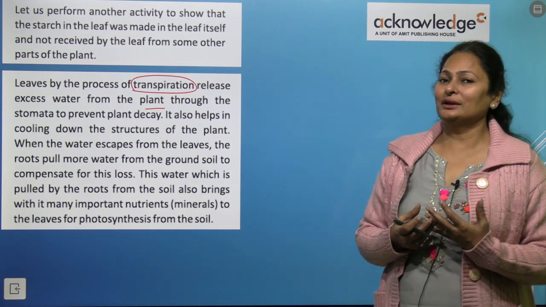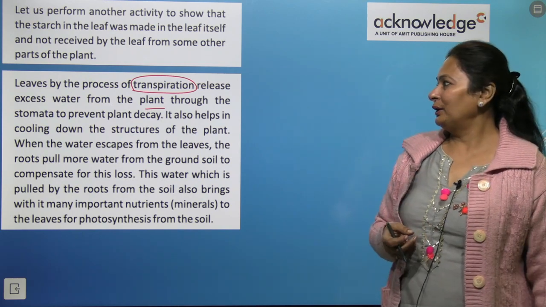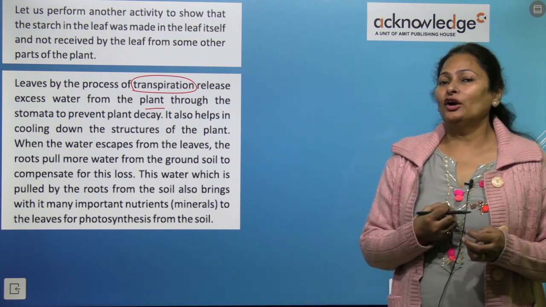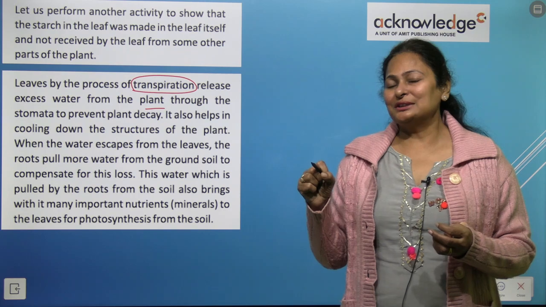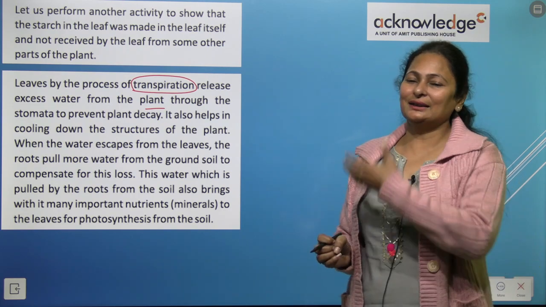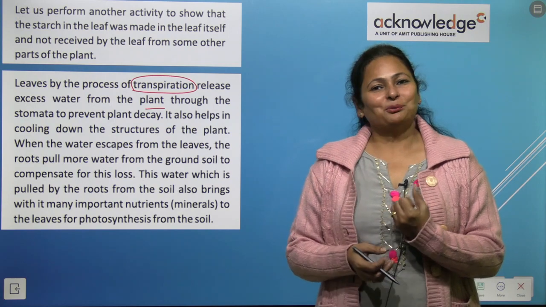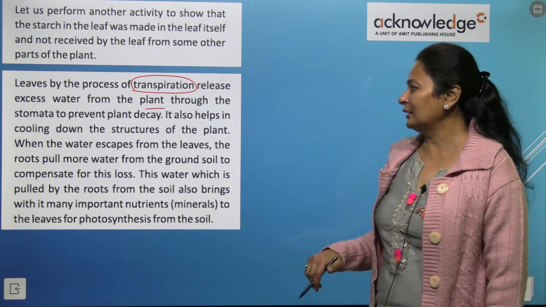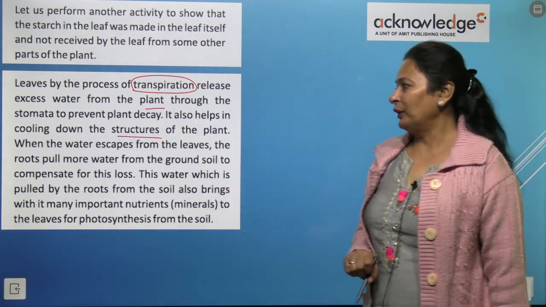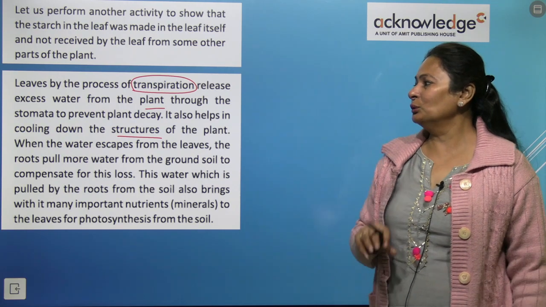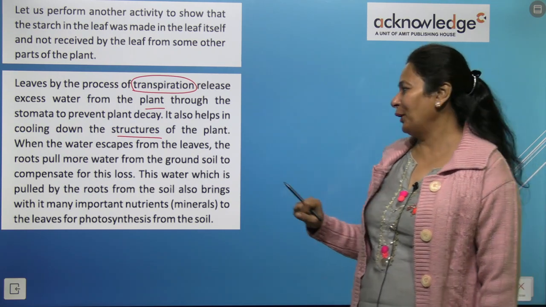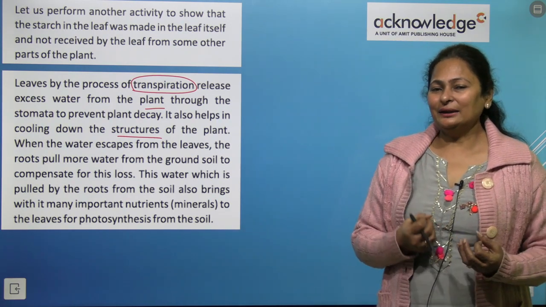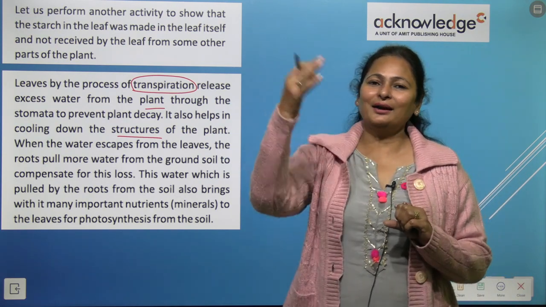So extra water is evaporating from the leaves, and if there is a lack of water in the plant, the roots again absorb the water and nutrients and then transport it again to the plant. It also helps in cooling down the structure of the plant. When the water escapes from the leaf, the roots pull more water from the soil and compensate for this loss, right? The root is again absorbing and transporting.